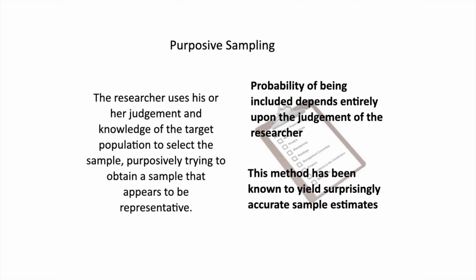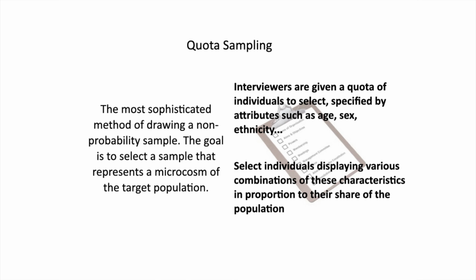non-random sample that we use though is a quota sample. So quota sampling is the most sophisticated method of drawing a non-probability sample. And the goal is to simply fill a series of quotas so that your sample represents a microcosm of your population. And so this is what you'll often see better internet samples doing.